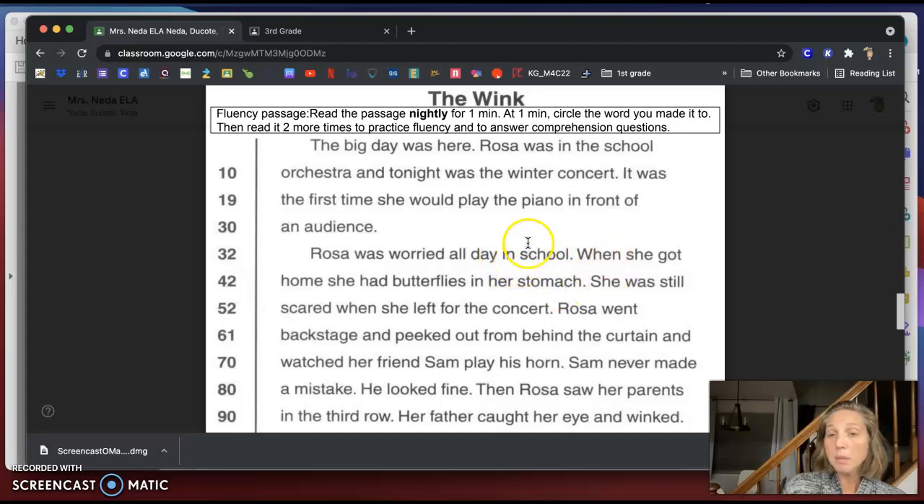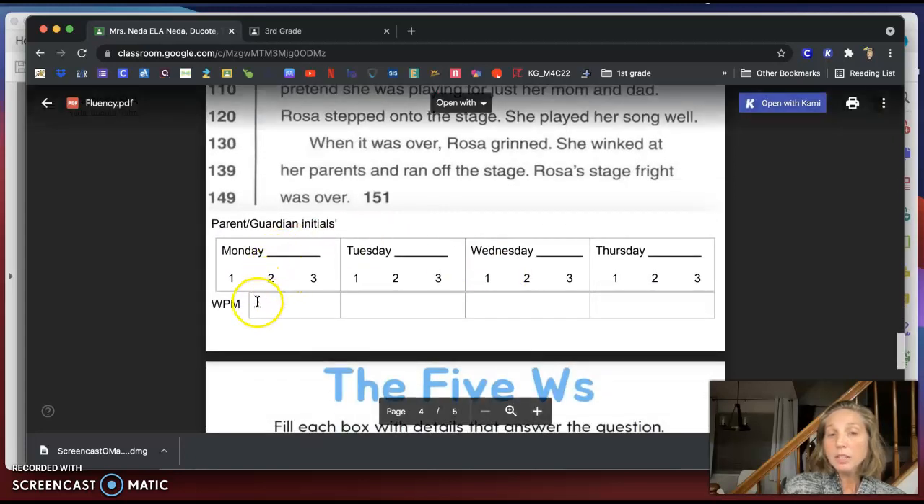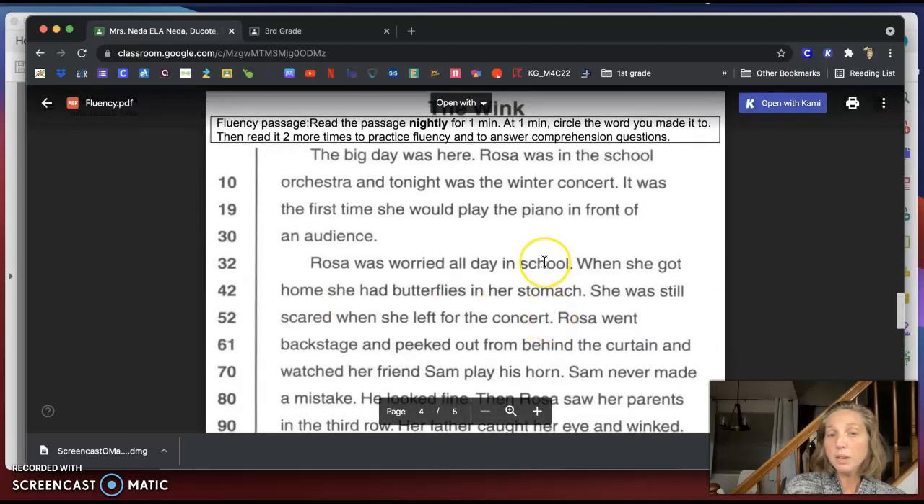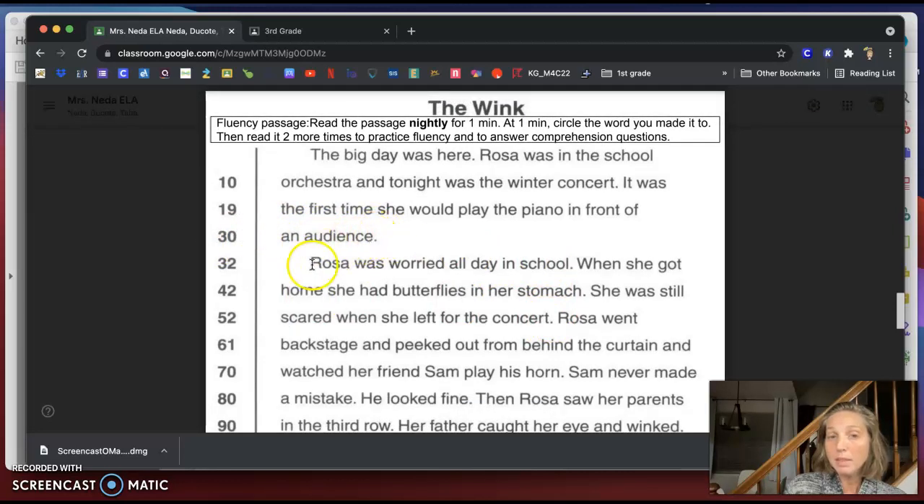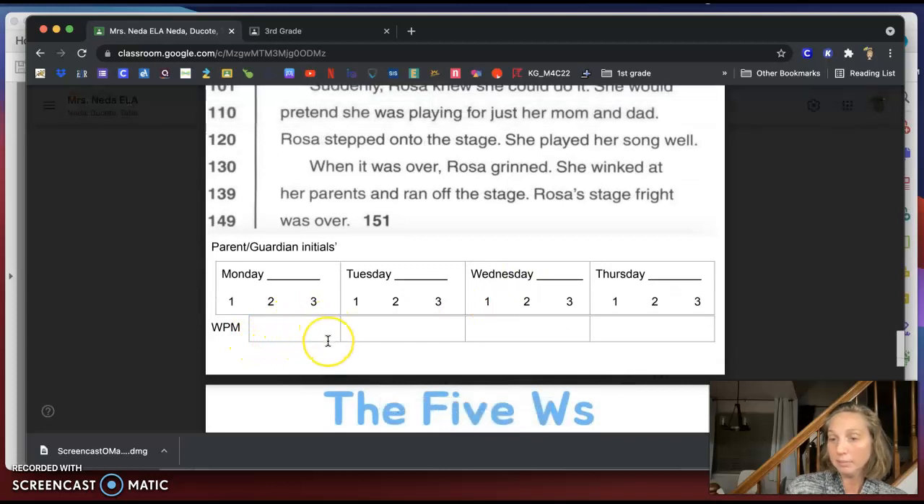The timer went off. Well, Miss Netta made it to the word school. So when I get to the bottom, I'm going to circle the word school, and then it asks you your words per minute. Well, if I circled the word school up here, then that means I read 30 words because I read all the way to this period, and then I'm going to start counting 31, 32, 33, 34, 35, 36, 37. I read 37 words if I circle school. So I'll come down here and in the box, I'll put the number 37.